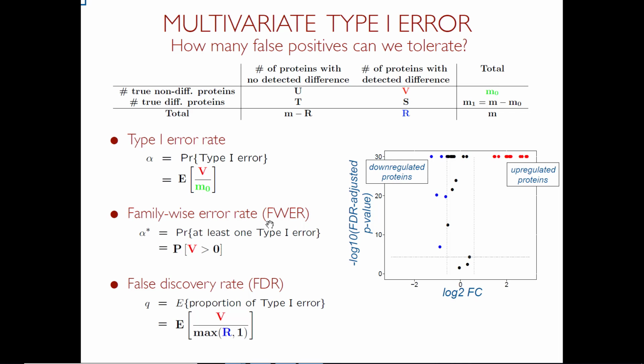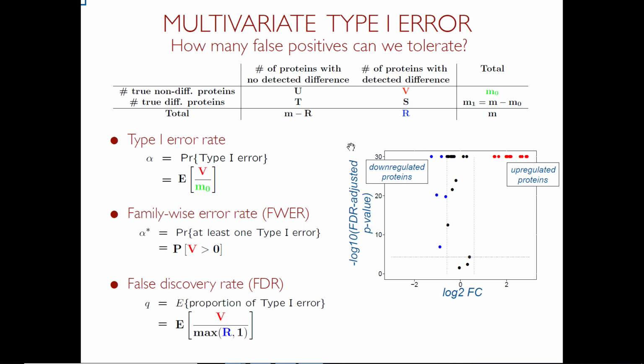Bonferroni controls family-wise error rate. It is the probability of at least one error. So it would control the probability that V is anything but 0. So if we divide alpha by the number of proteins, we will say that then our procedure will have the probability of alpha that we have no false positive results. So this is very conservative.